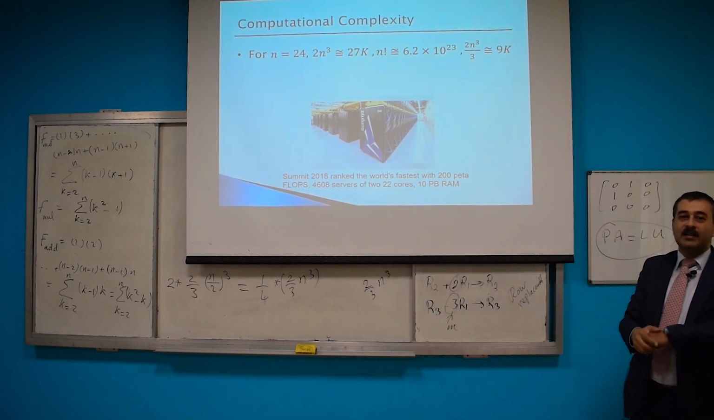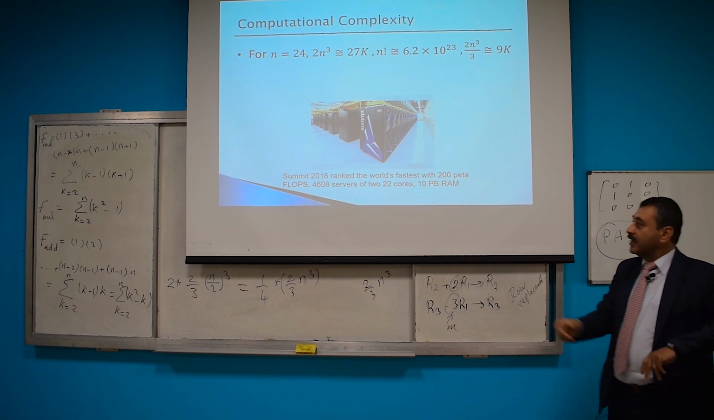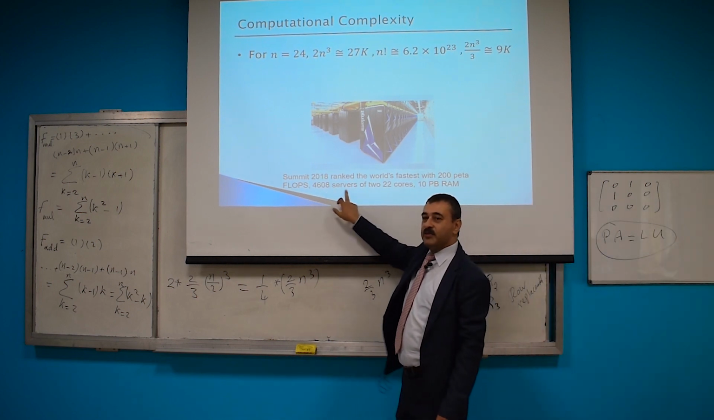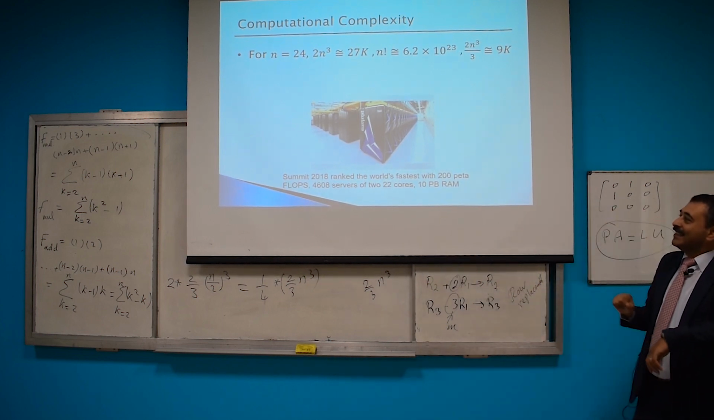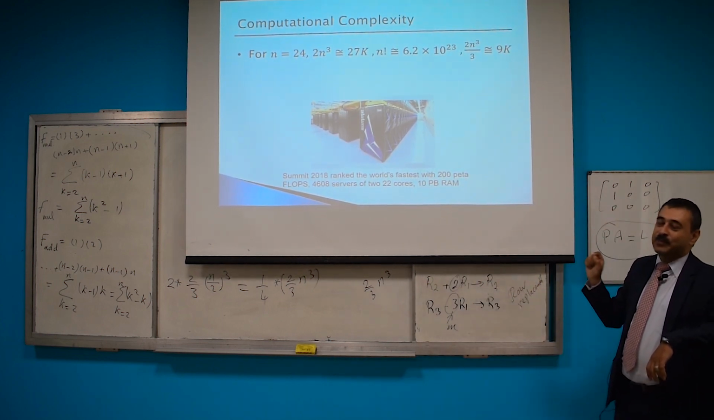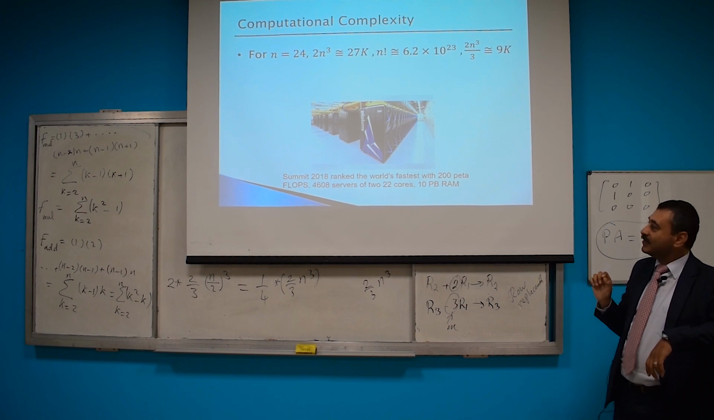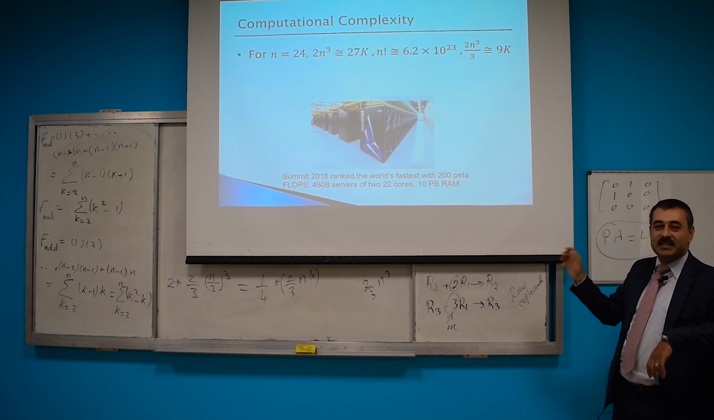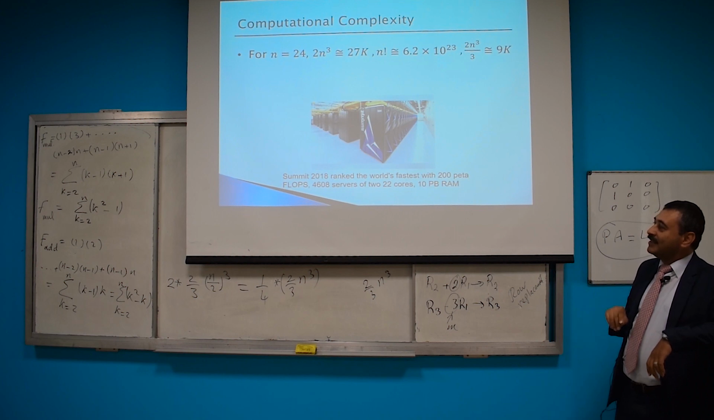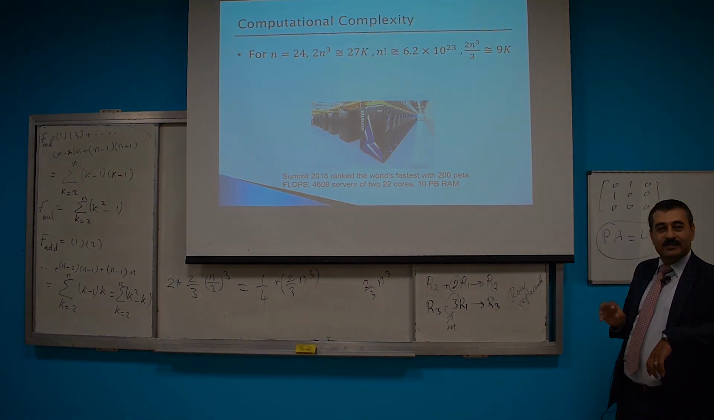كله على بعضه؟ لا، 4608 سيرفر كل واحد فيه 22 كورز، وبيعمل لك 200 بيتا فلوبس اللي هي 200 مليون جيجا فلوبس، floating point operations per second، والرام بتاعته 10 مليون جيجا.